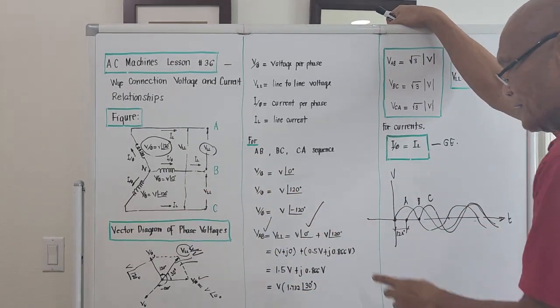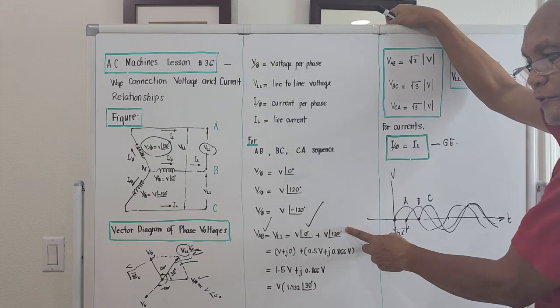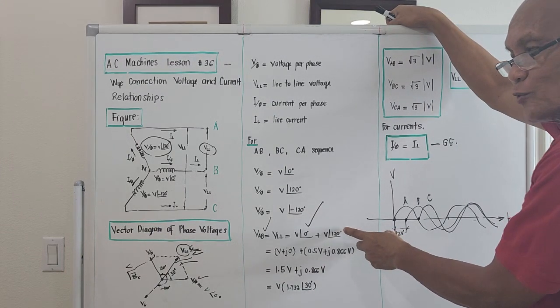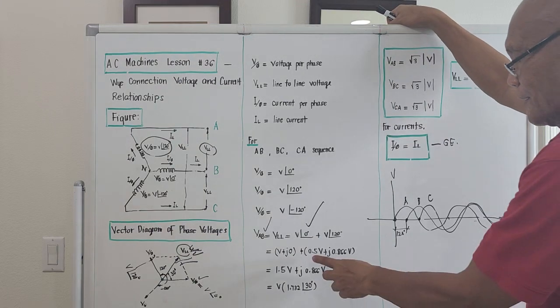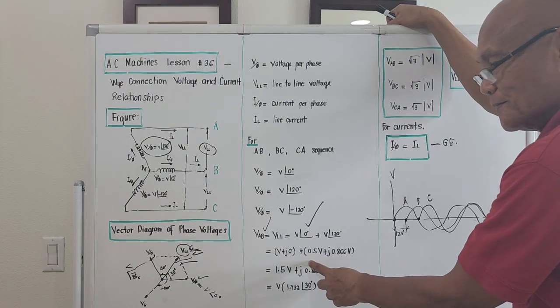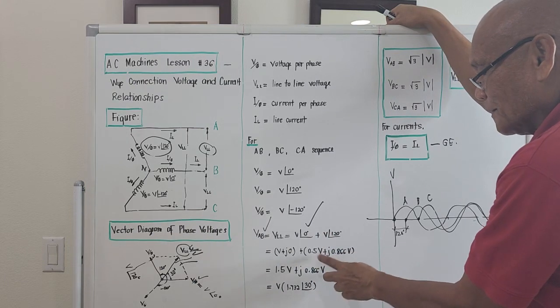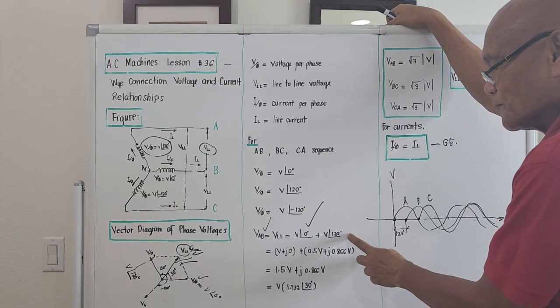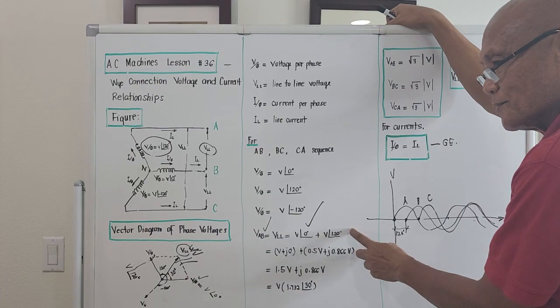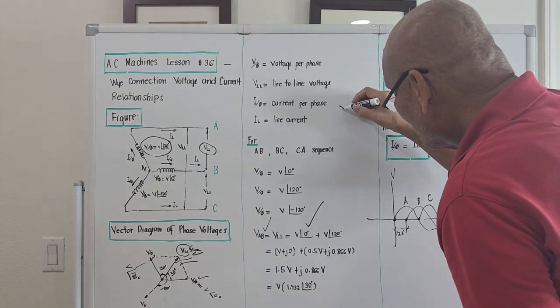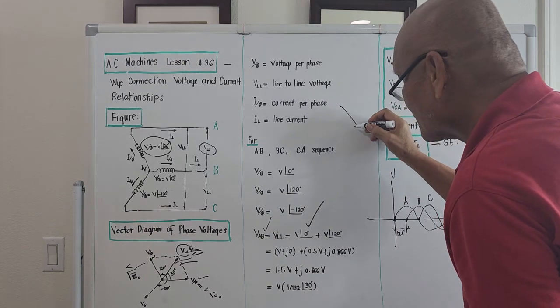The next one, 120 degrees. You take the cosine of that one. A cosine of 120 will still be 0.5, multiplied by V. A sine of 120 will still be plus. Why is it plus? Cosine.